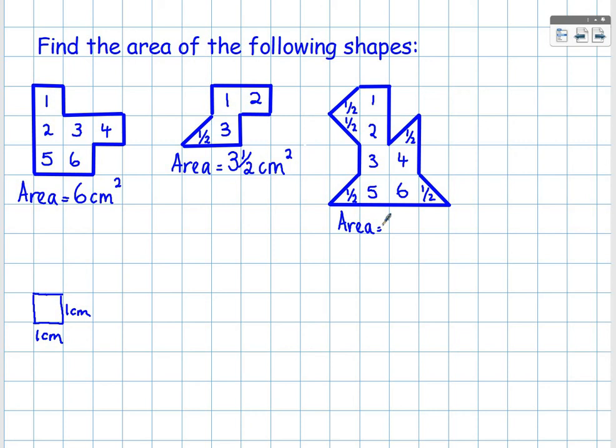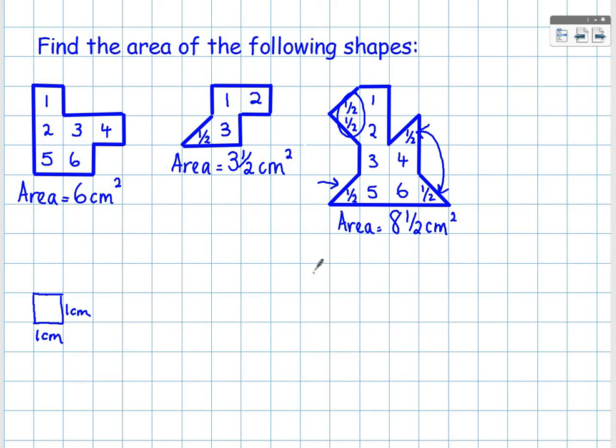6 whole squares, then I've got the 2 half squares here, which would make 1 whole one. 2 halves give you a whole. So I've got 6 plus the 2 halves there is 7. I've got another 2 halves here and here. So that takes me up to 8 whole squares and the extra half square here. So in total, the area of this shape would be 8.5 centimetres squared.